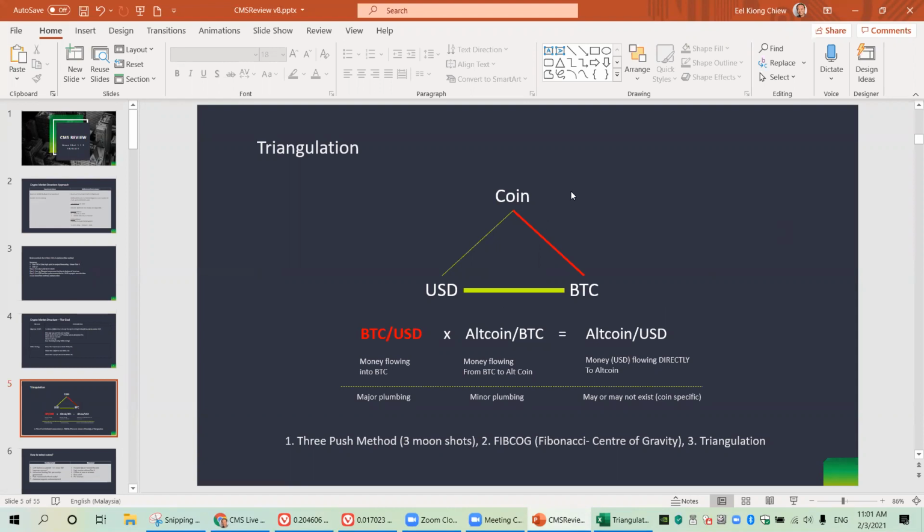Now, this I learned from the world of Forex, and this is especially for some of you who are more advanced in trading and investing. This formula is not new. It is just a simple formula to equate the relationship between Bitcoin, US dollar, and altcoins, right? So hence the concept of triangulation here.